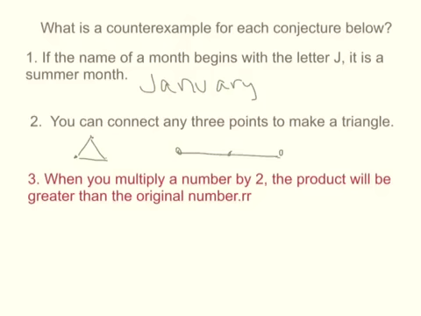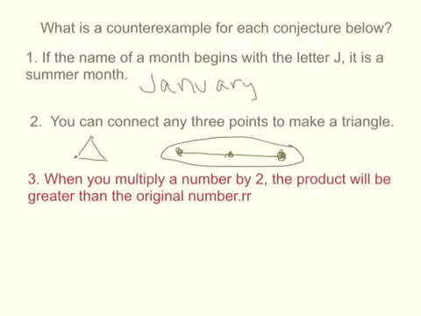So if I were to draw 3 collinear points, would those 3 points make a triangle? And you'll find here that the answer is no. These 3 points right here would not make a triangle, and so collinear points could be the perfect counterexample for this question.